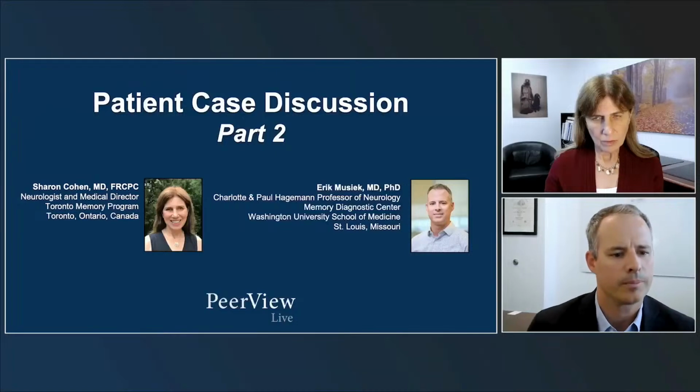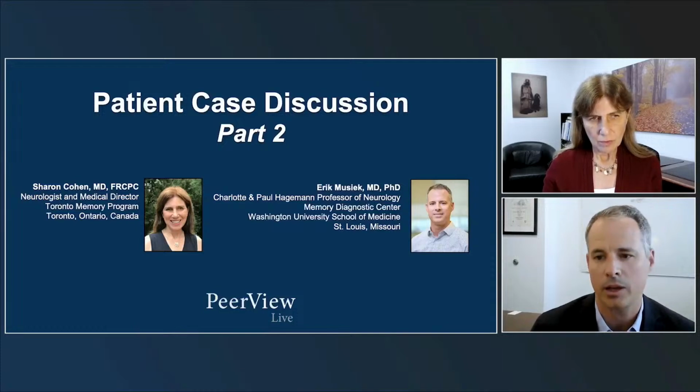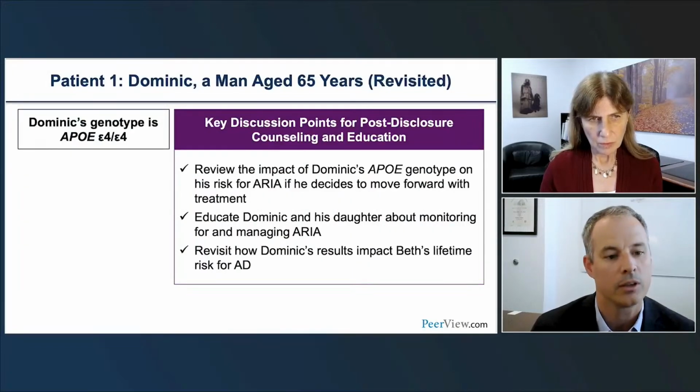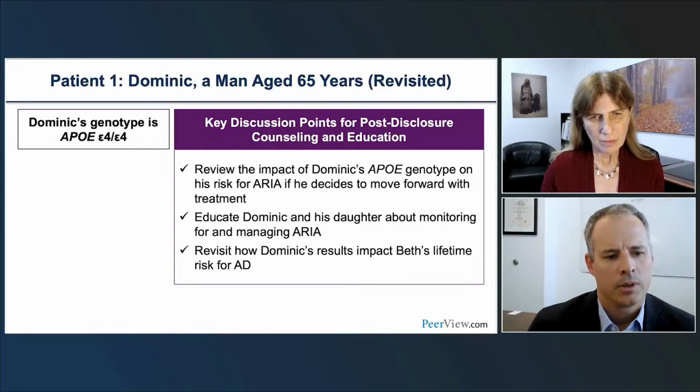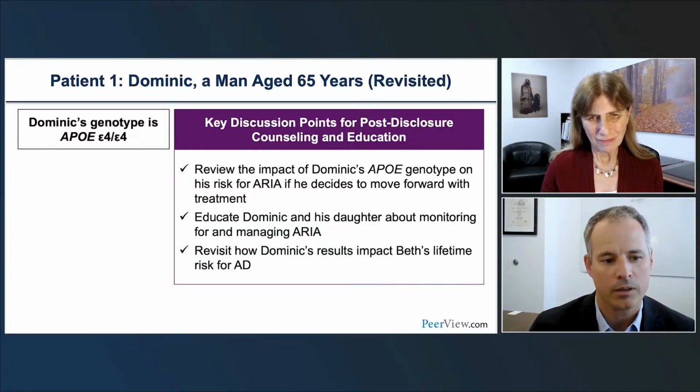So we're going to go back to Dominic, our 65-year-old man with mild cognitive impairment due to Alzheimer's disease, whose daughter was concerned about his testing. His genotype is, in fact, ApoE44, as we suspected. And so we have some issues. We have to discuss this with Dominic. What does this mean? How does this genotype impact his risk of ARIA? And is he going to decide to go forward?